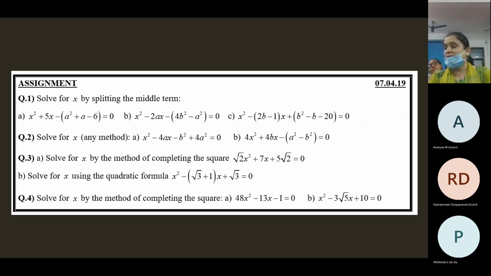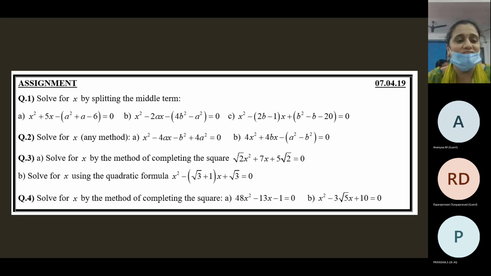Any method, what are the three methods? Factorization, which is splitting the middle term. Then using the quadratic formula, and completing the square, which we do not have. You're lucky you don't have that method this year. So we have only two methods: factorizing by splitting the middle term and the quadratic formula.